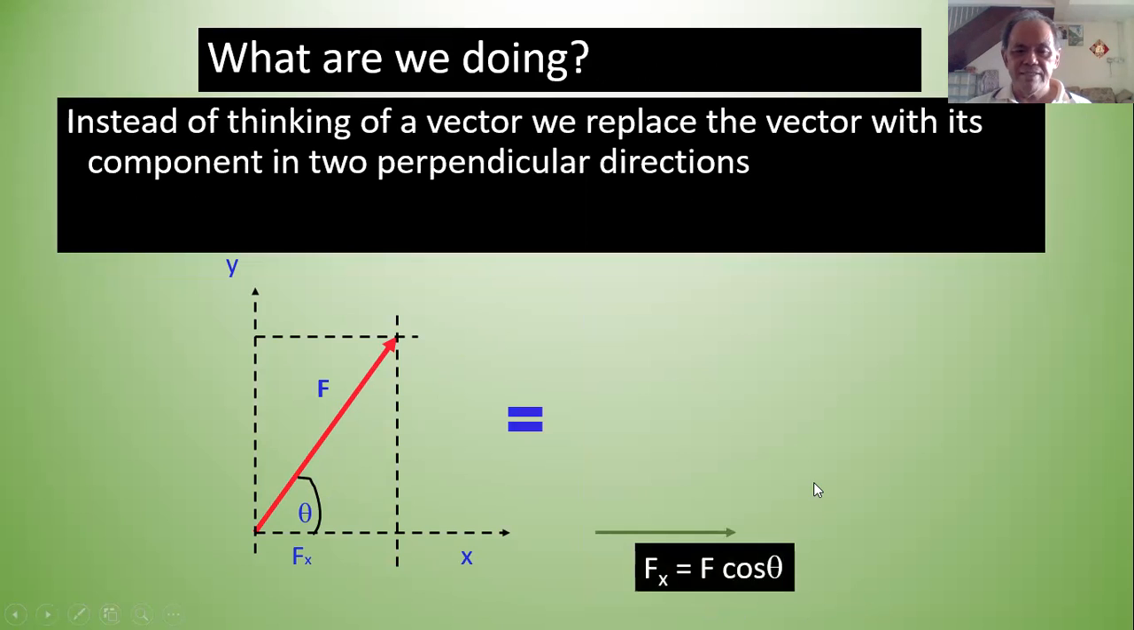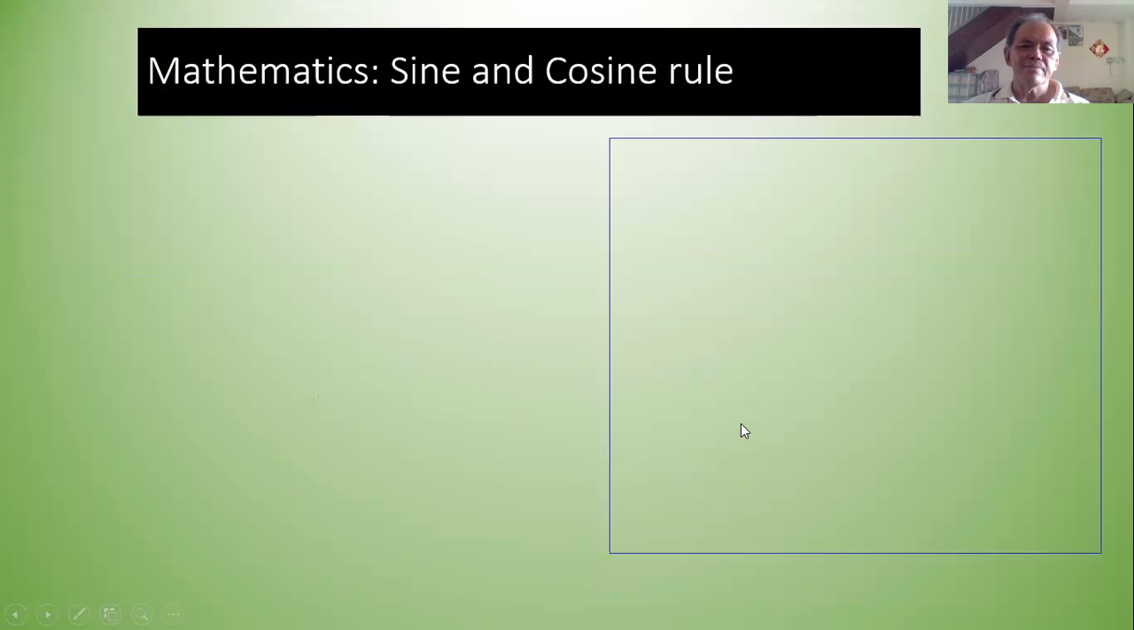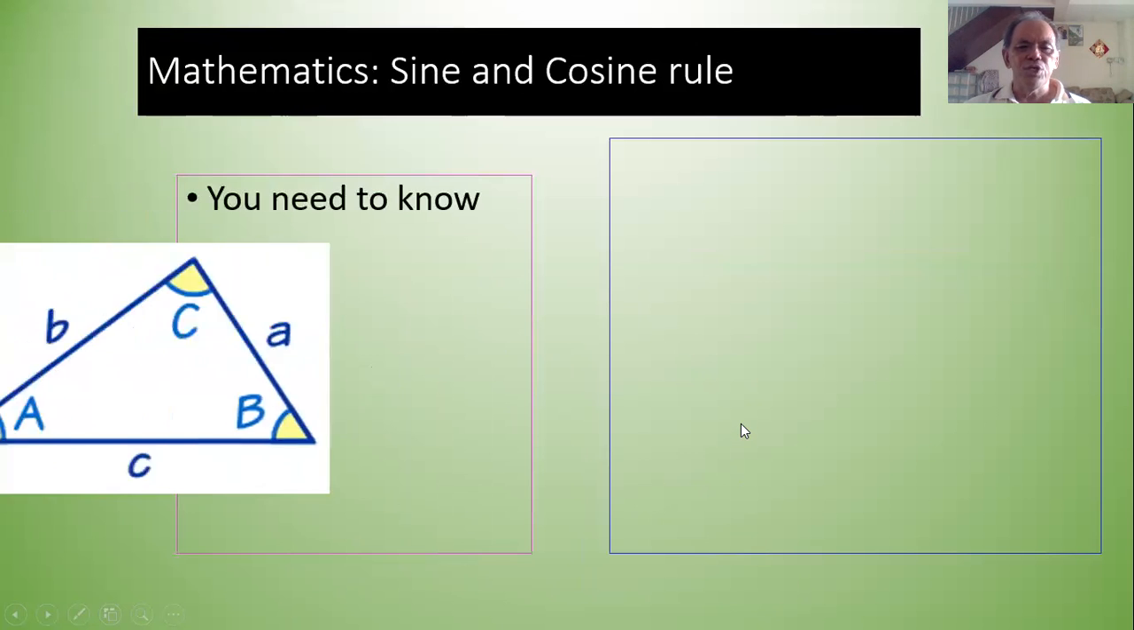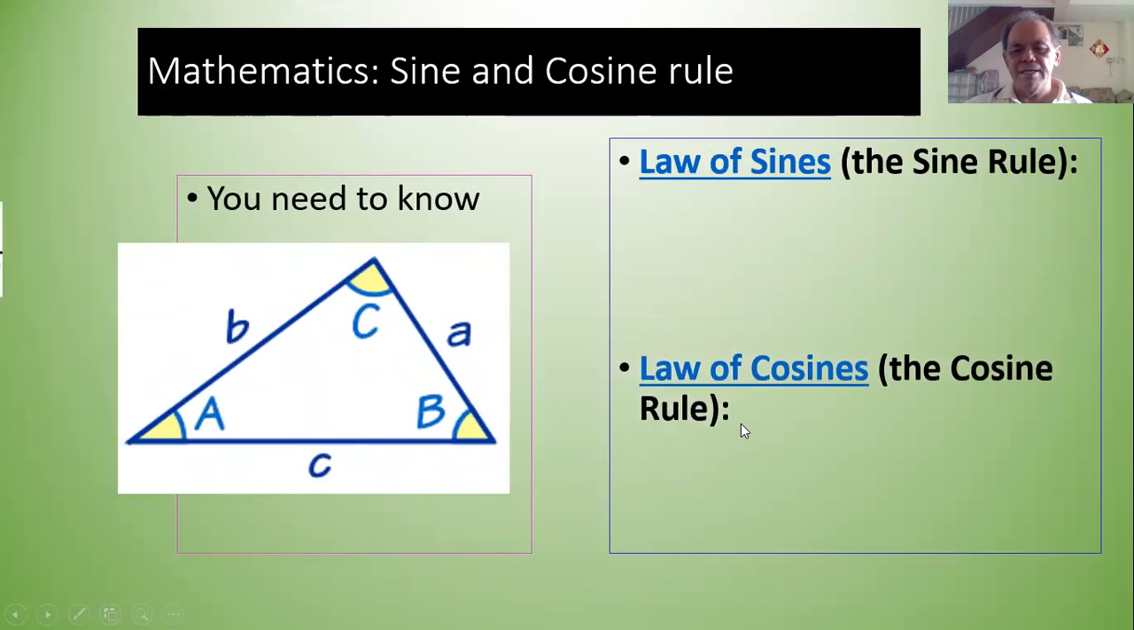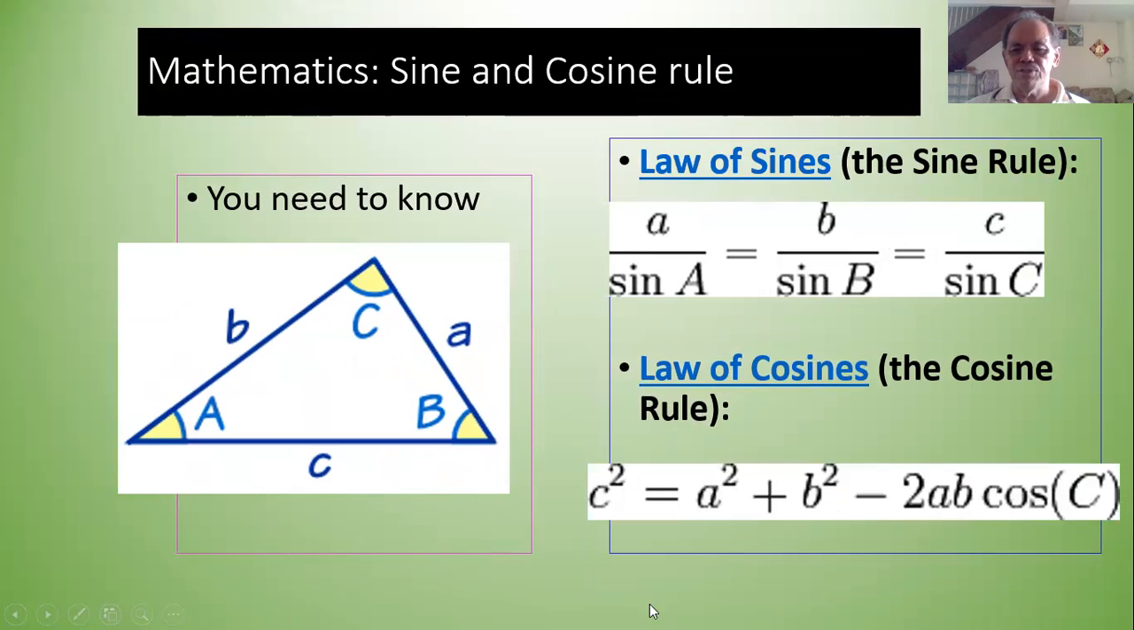So instead of having one vector, we find a component in two perpendicular directions. Instead of F, in this case F at an angle theta, we replace it with F sine theta and F cos theta. These are two components, usually at a right angle, which is easier. We want to make things easier for us, not at an angle. So you need to know all these maths: law of sine, law of cosine, how to use this formula.